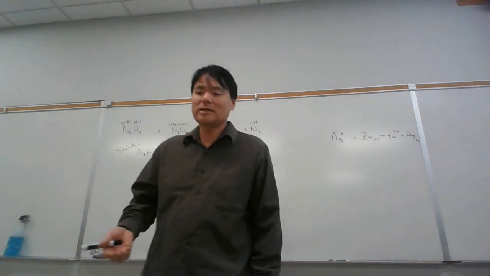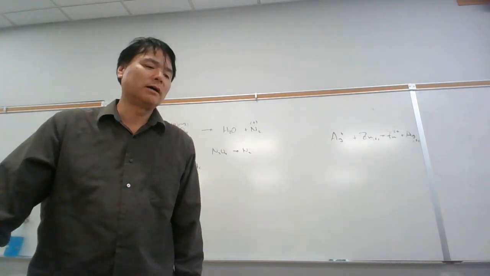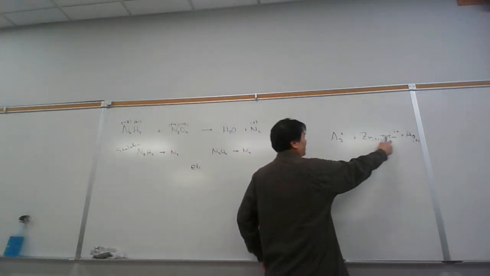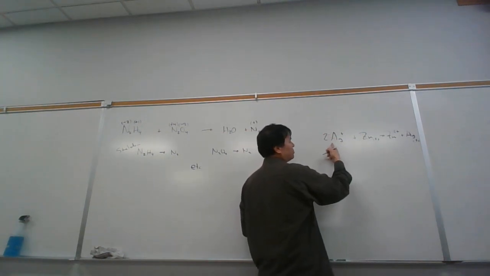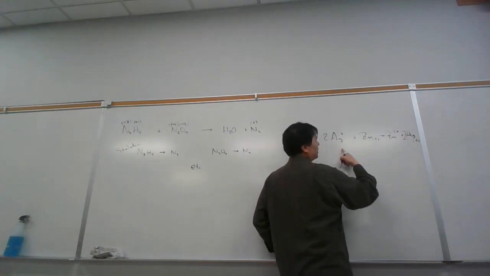And so we don't see what's happening with electrons here. And so this is why we have to balance by atom and oxidation state. If we were to balance by atom and oxidation state, we actually need 2 silvers. Now it's balanced.